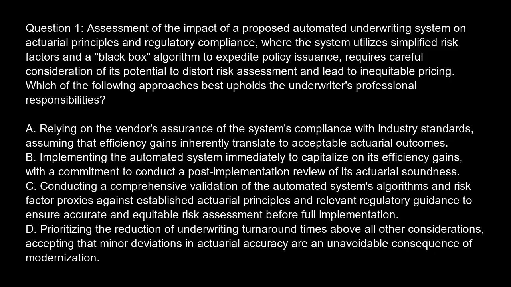Option A. Relying on the vendor's assurance of the system's compliance with industry standards, assuming that efficiency gains inherently translate to acceptable actuarial outcomes. Option B. Implementing the automated system immediately to capitalize on its efficiency gains, with a commitment to conduct a post-implementation review of its actuarial soundness. Option C. Conducting a comprehensive validation of the automated system's algorithms and risk factor proxies against established actuarial principles and relevant regulatory guidance to ensure accurate and equitable risk assessment before full implementation. Option D. Prioritizing the reduction of underwriting turnaround times above all other considerations, accepting that minor deviations in actuarial accuracy are an unavoidable consequence of modernization.